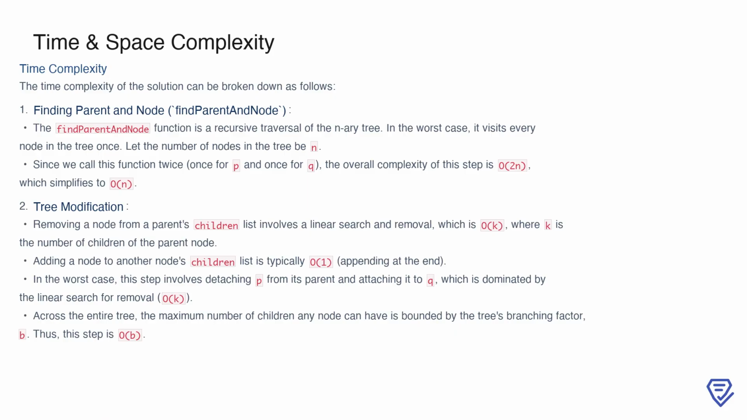Next, we consider the tree modification step. Removing a node from its parent's children list requires a linear search and removal, which takes O(k) time, where k is the number of children of the parent node. Adding the node to another children list is an O(1) operation for appending at the end. Therefore, the dominant factor in tree modification is the linear search, which is bounded by the branching factor, b. This step takes O(b) time in the worst case.